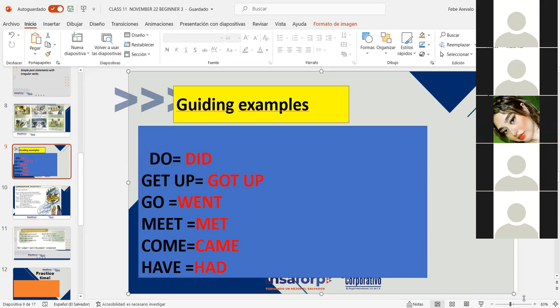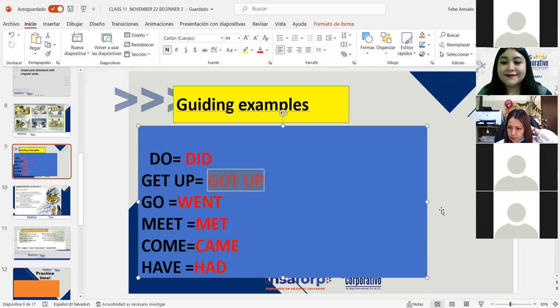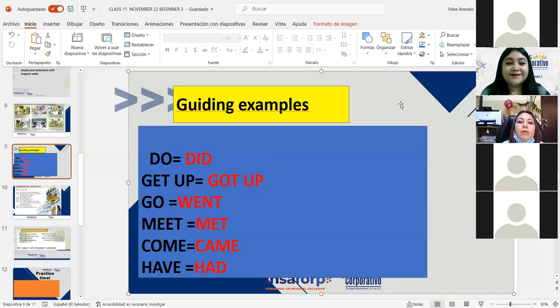Excellent. Let's go with Karen Heyman. Open your microphone and you are simple past irregular, and I'm going to be simple present. Do. Solo tengo una duda, ¿cómo se pronuncia la segunda en simple past? Got up. Okay. Did. Get up. Got up. Go. Went. Meet. Met. Come. Came. Have. Had. Excellent. There you go.